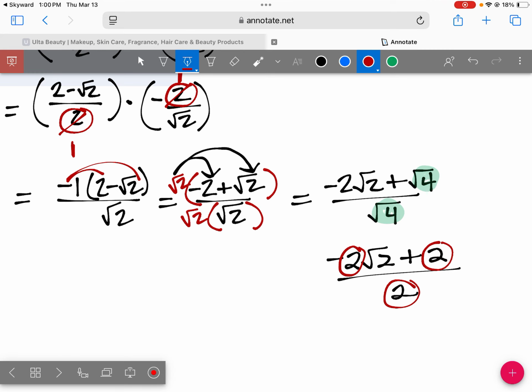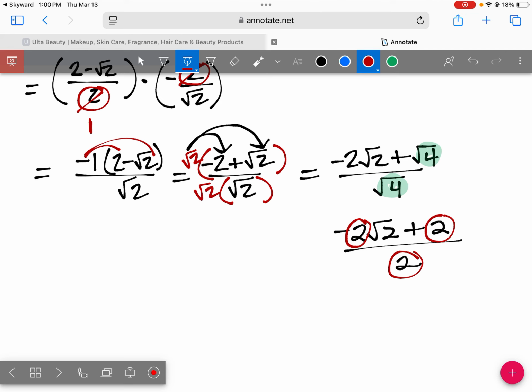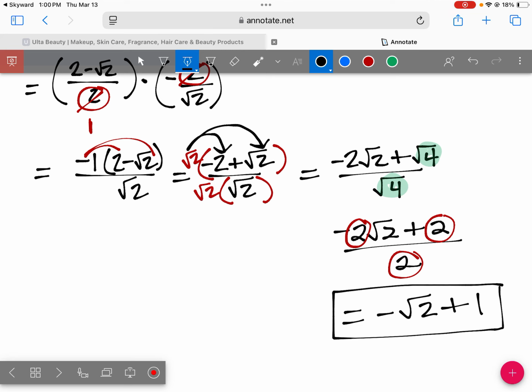And what can I divide all 3 of those numbers by? So my final answer would be -√2 plus 1. And that's it. Any questions?